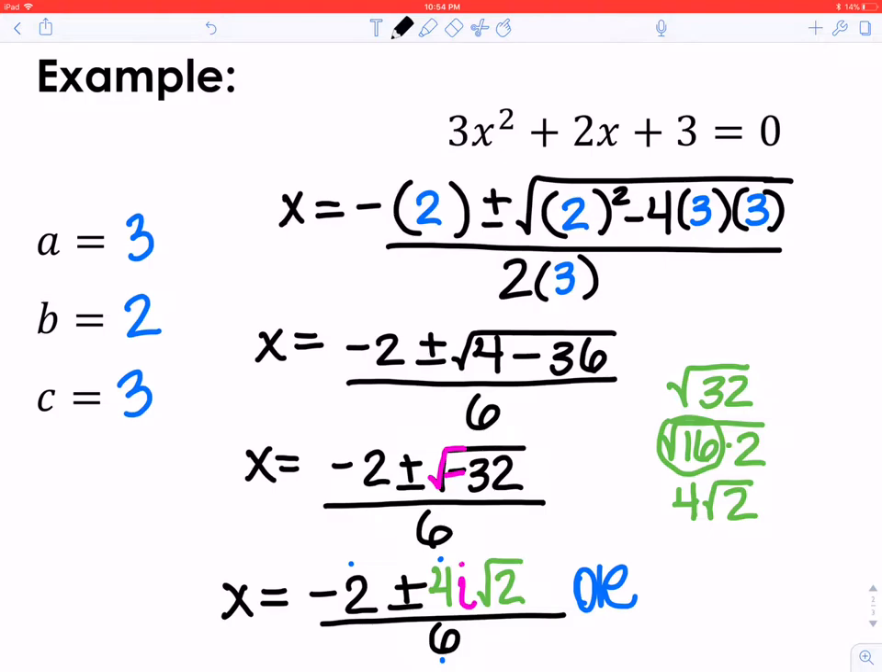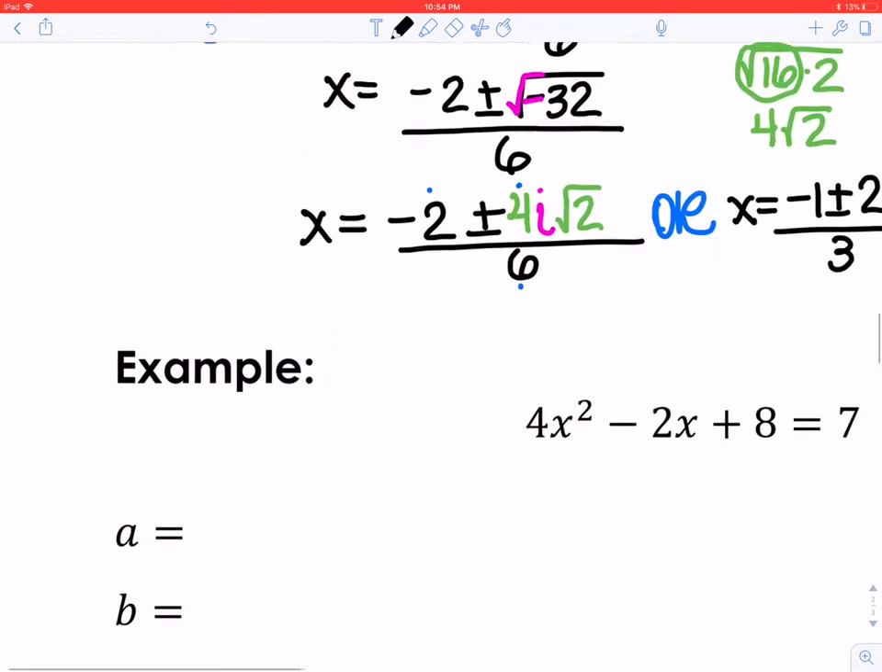So all three of those have a common factor of 2. So negative 2 divided by 2 is negative 1. Plus or minus 4 divided by 2 would be 2i square root of 2. All divided by 6 divided by 2 is 3. So that would be our final solution.